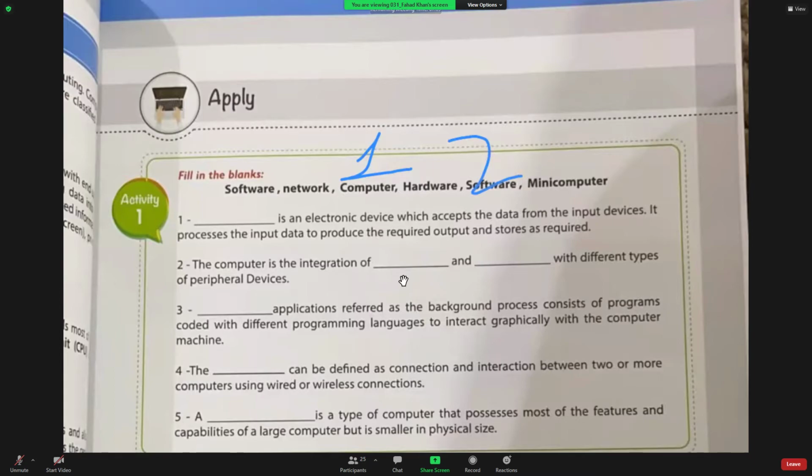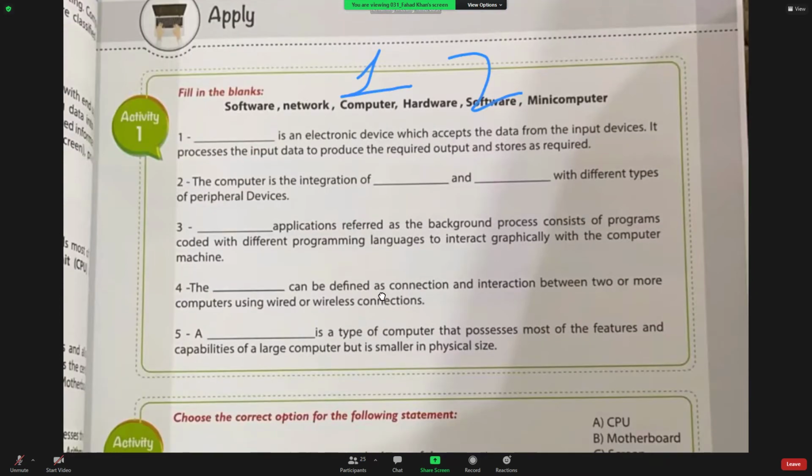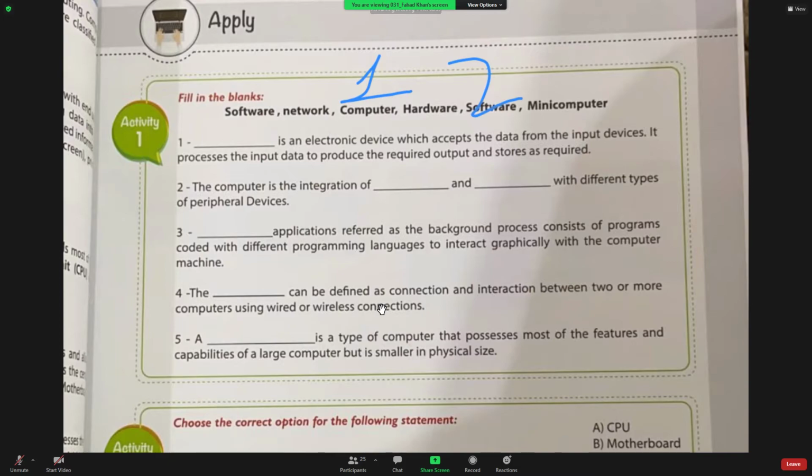Yes, Abdurrahman, you want to answer the next? It's software. Third question: applications referred to as the background process consist of programs coded with different programming languages to interact graphically with the computer machine. Third one, I'm writing 3 here.